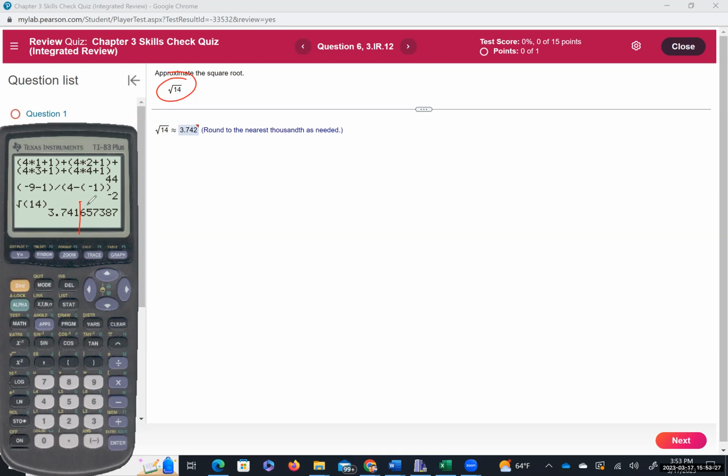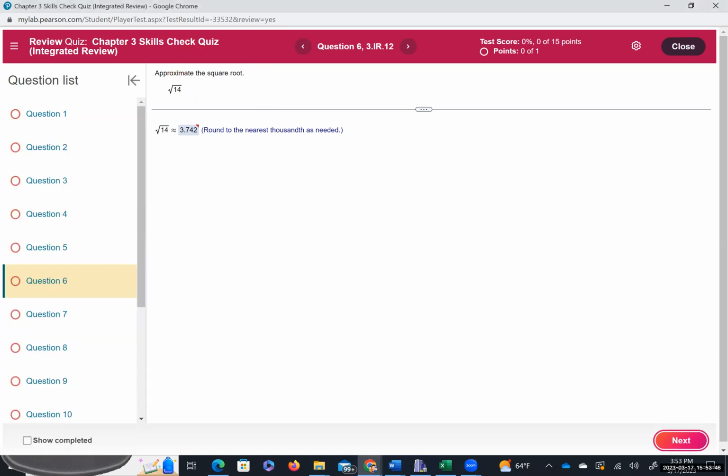Okay, look at the 4. It was 6. It affects number 1 there to be number 2. So that's the reason why you have the answer as 3.742. Next question.